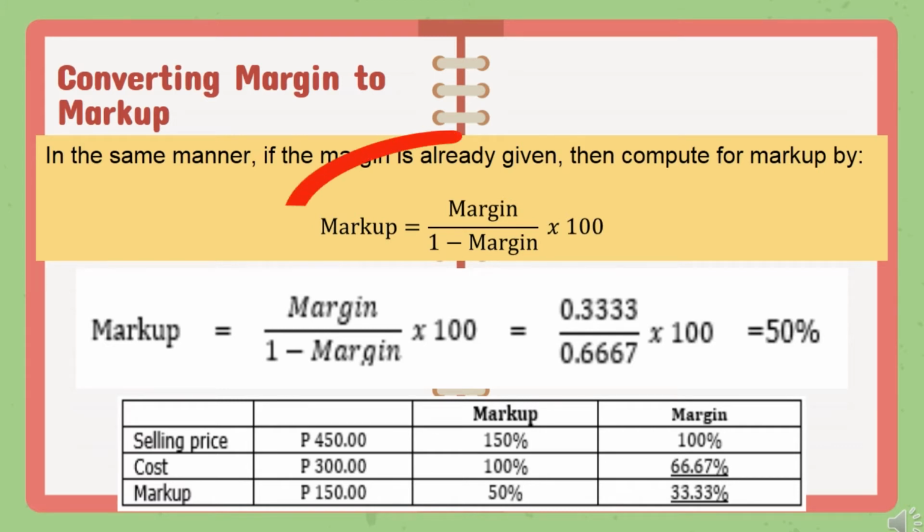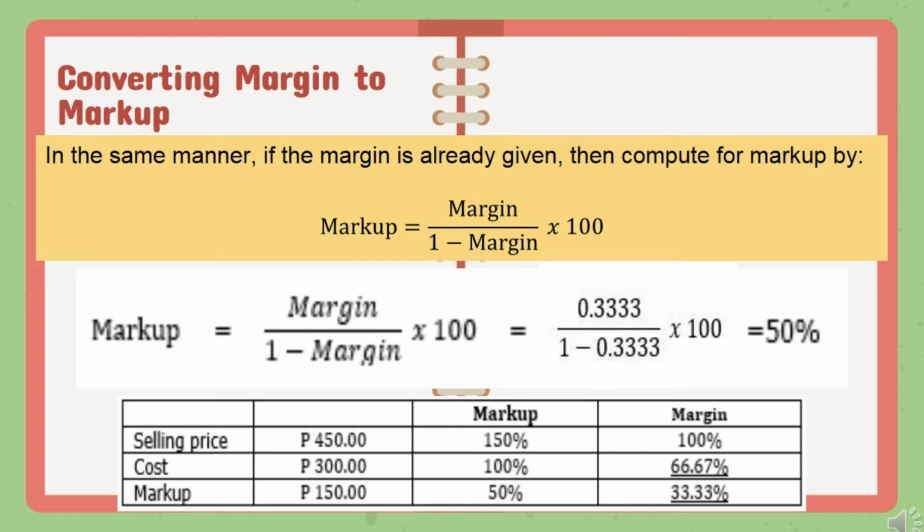So markup is equal to margin all over 1 minus margin multiplied by 100. So if your markup is missing and the margin is given as 33.33%, you will have to convert 33.33% first into decimal form. So you will have it as 0.3333. Let us substitute this value into the given formula. So markup is equal to 0.3333 all over 1 minus 0.3333 multiplied by 100.